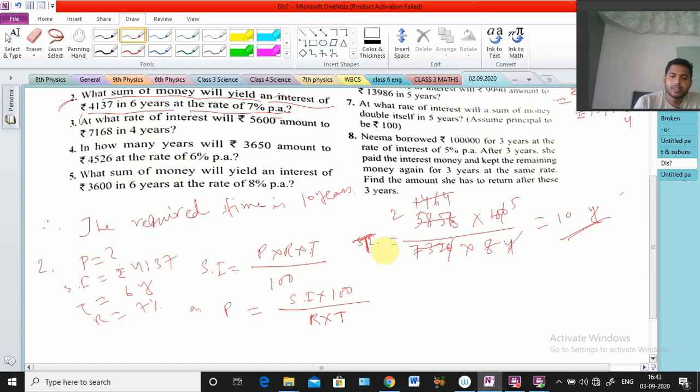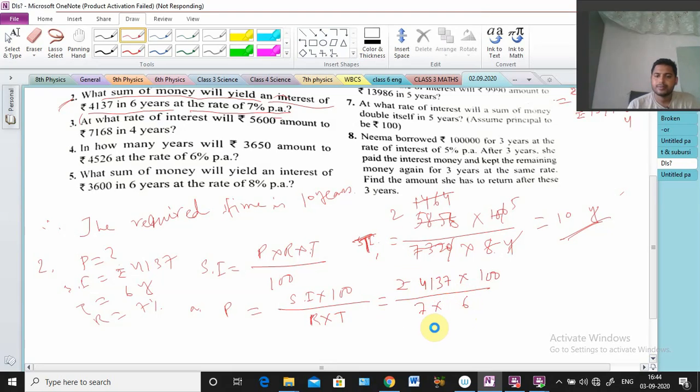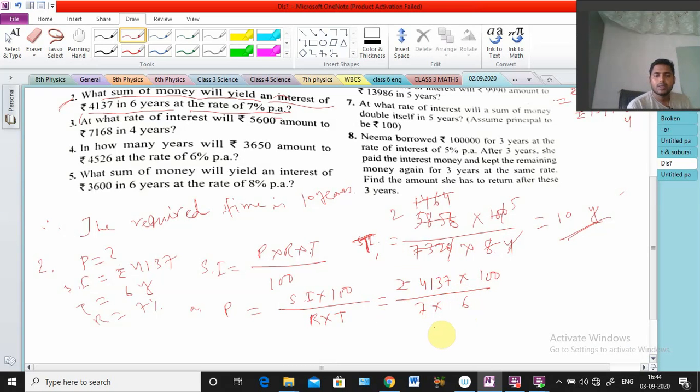Okay, next put the values only. SI how much, sir? Rupees 4137 into 100. R, sir, 7%, put it, and time 6 years. So these are the given data, just put it and now do the calculation or cancellation. So what to do here, sir?